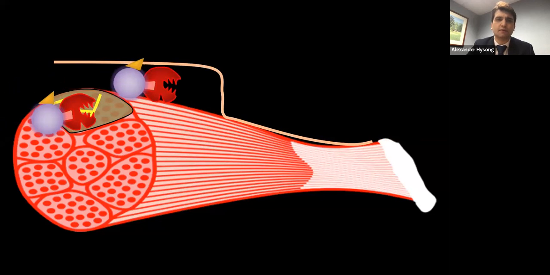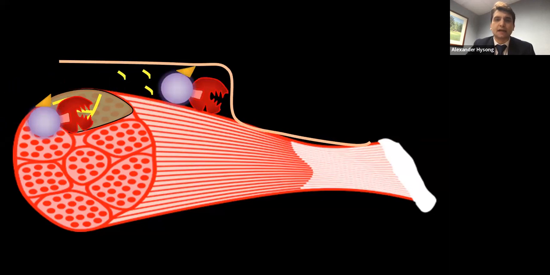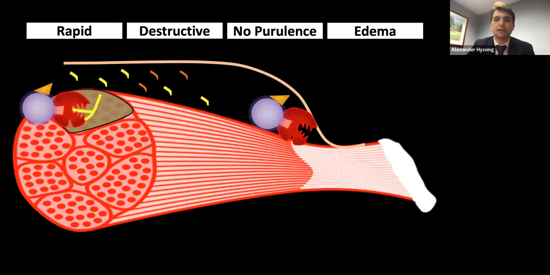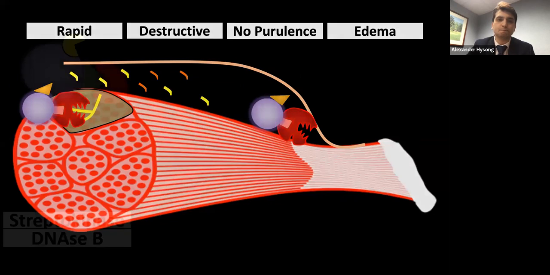and starts to spread under a fascial plane. It encounters a fibrin web and destroys it. DNase breaks up a DNA web, and then you get this rapid destructive infection with significant edema. And no purulence is often what is described when these patients are operated on. You get this quote unquote dishwater fluid presentation of the infected area. And that's because it's breaking down all these containment mechanisms of the body.